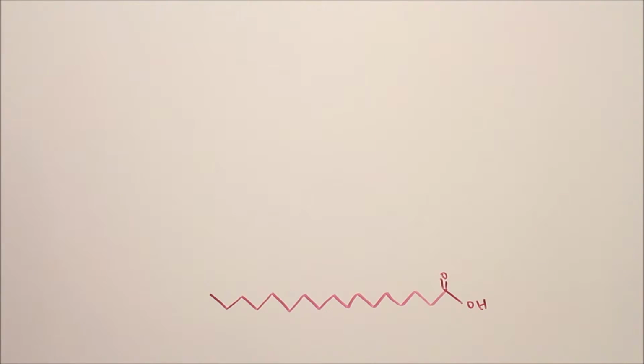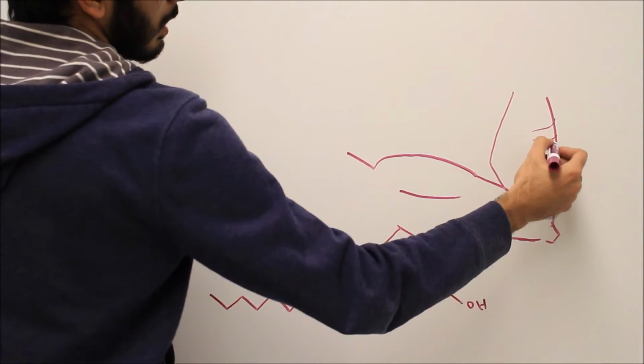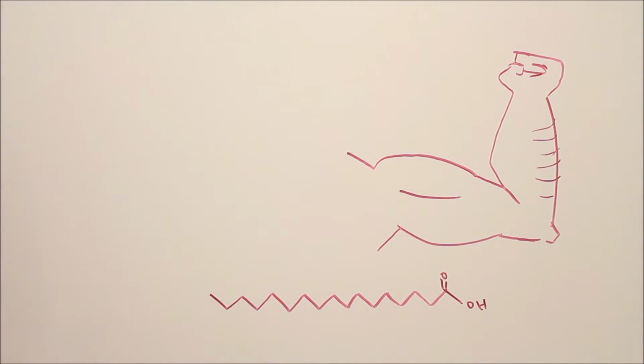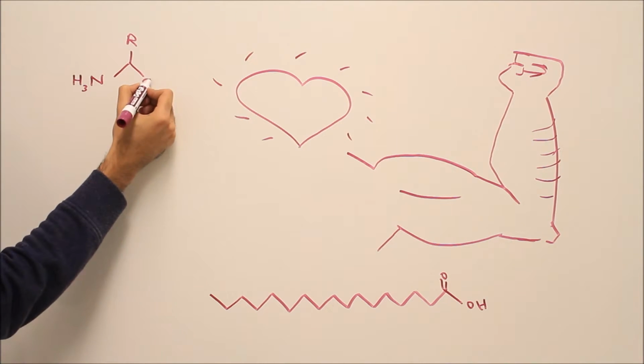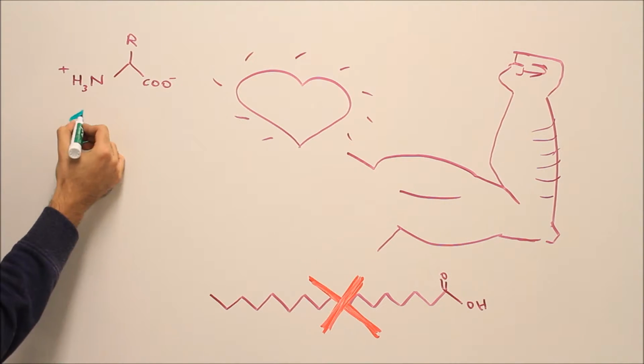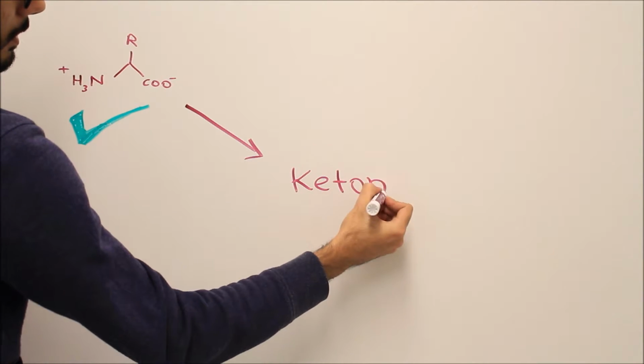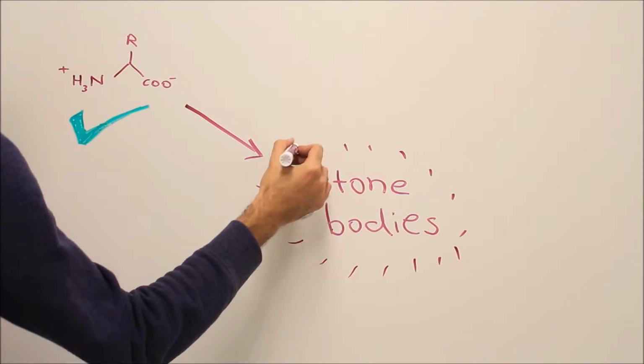Since odd-chain fatty acids can't be broken down, the amount of usable fatty acids for energy is reduced. As a result, since fatty acids are the preferred energy source of skeletal muscle at rest and the heart, the lack of fatty acids may lead to an increased reliance on protein metabolism. The amino acids derived from the breakdown of proteins are used to form ketone bodies, which is an alternative energy source.